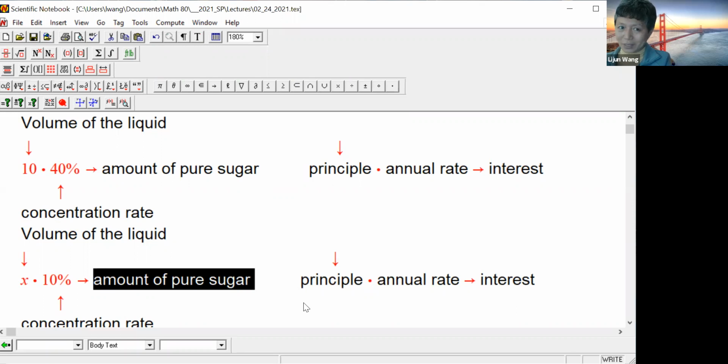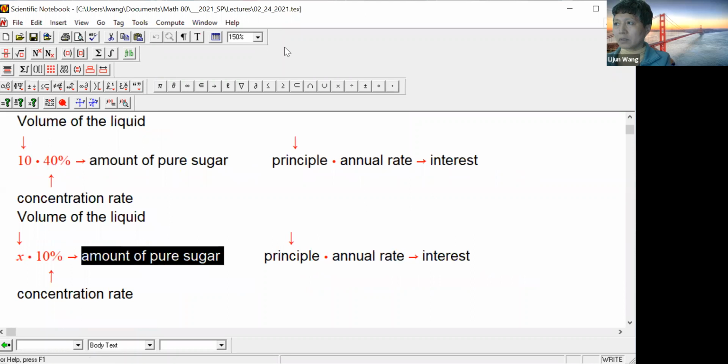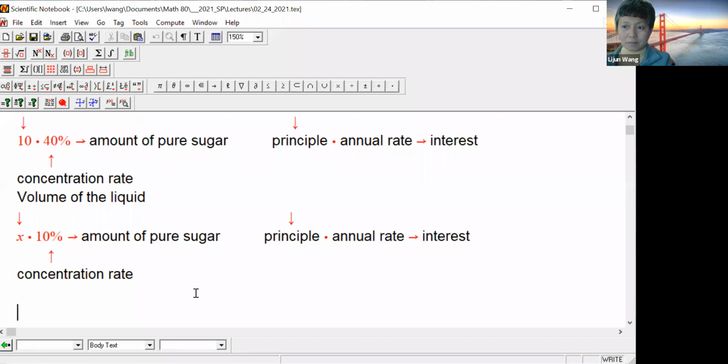I want you guys to think about it. At the same time, I'm going to draw a picture. Did you guys write down these notes? Everybody? So now this is the analysis.